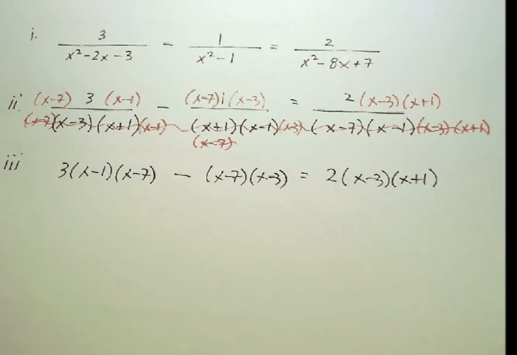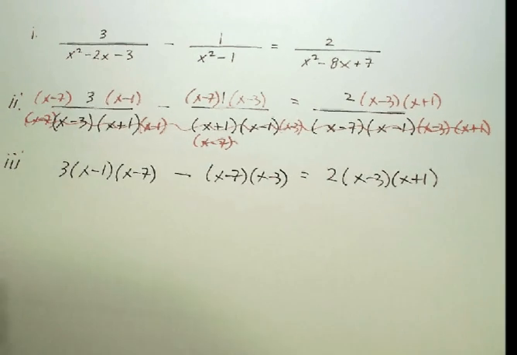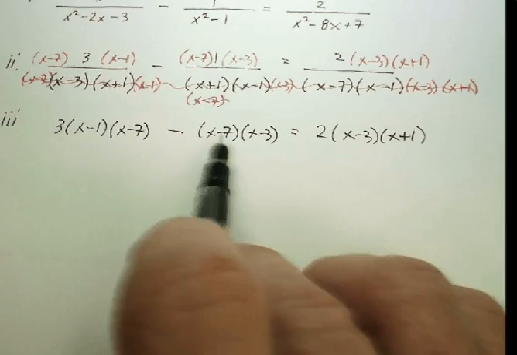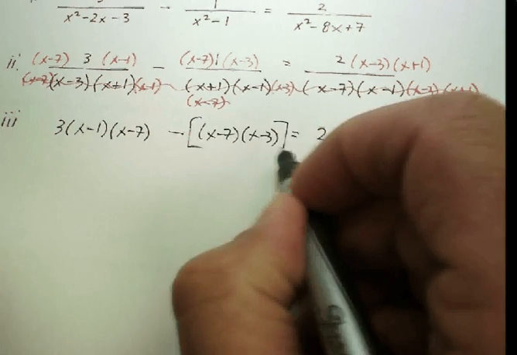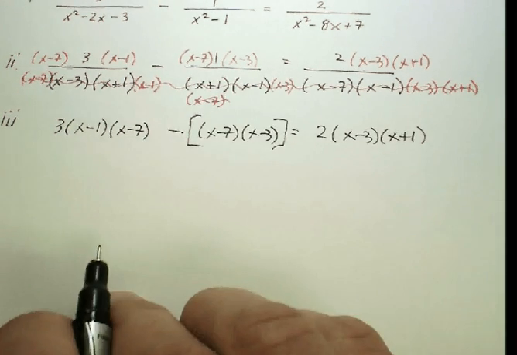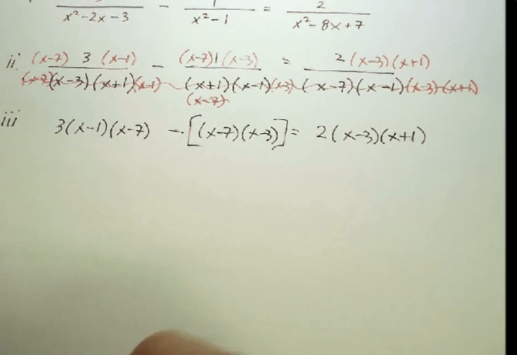Actually, believe it or not, that's simpler. That's a little bit easier problem to do than this one. What you're going to have to do is FOIL each one of these. Don't forget you're subtracting everything that follows. So I'm going to put that in a bracket. You're going to have to FOIL each one of these, add up all the like terms, and see if it simplifies at all. Let's try that.